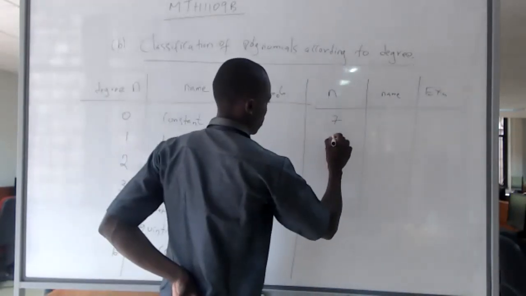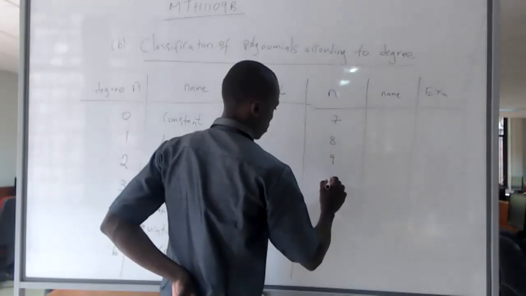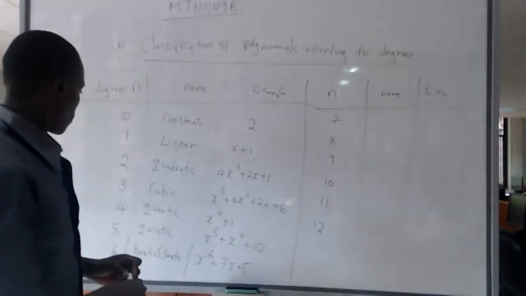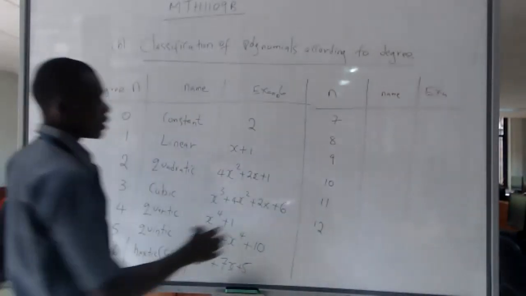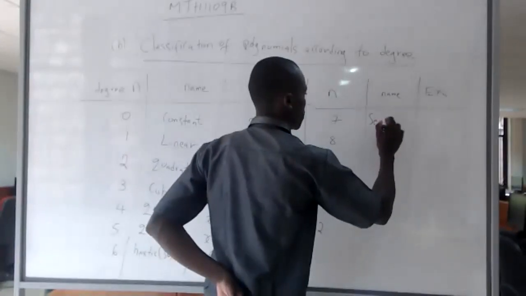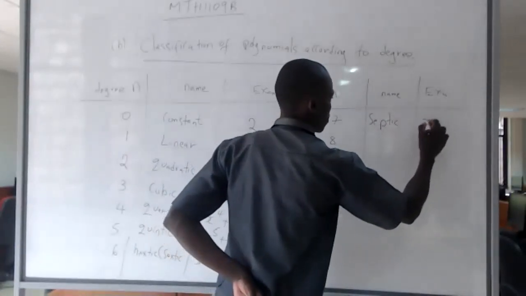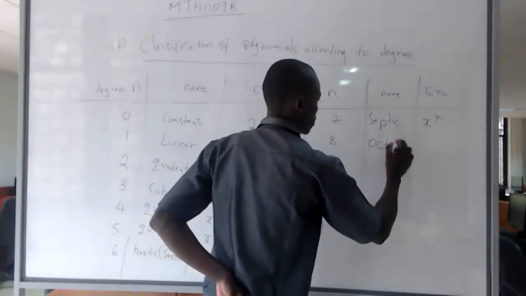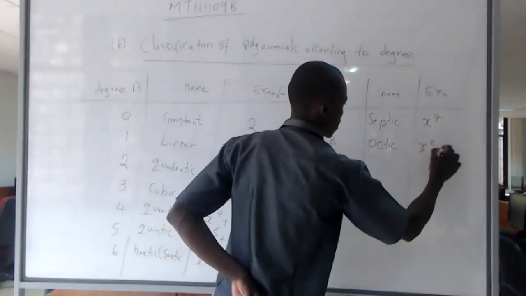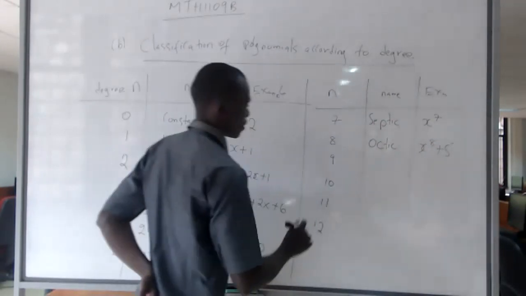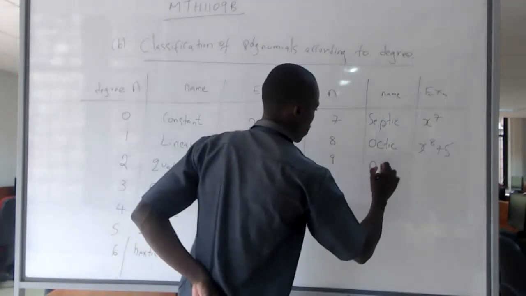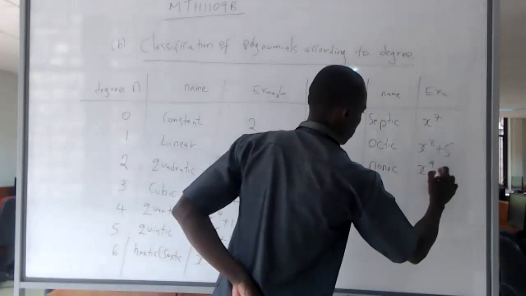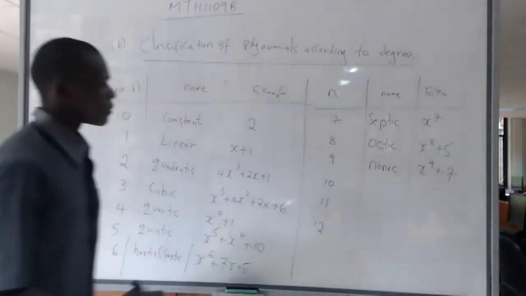So we go up to 7, 8, 9, 10, 11, and you allow me to stop at 12. When the degree is 7, we call it septic. Example, x to the 7. When the degree is 8, we call it octic. Example, x to the 8 plus 5. When the degree is 9, we call it nonic. For example, x to the 9 plus 7.